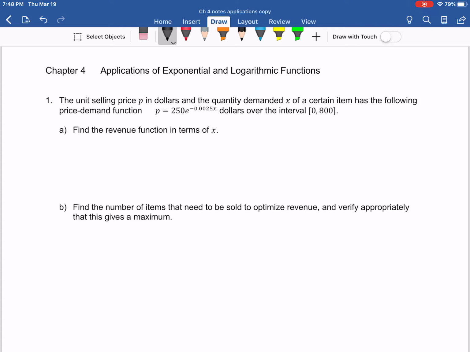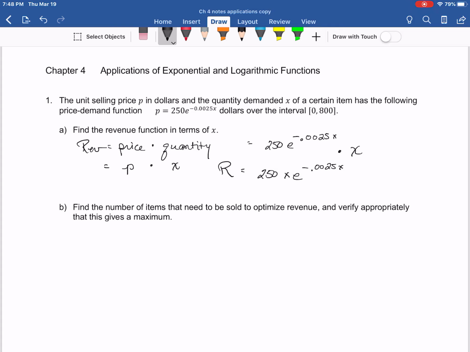The first part of this problem wants us to find the revenue function in terms of X. We remember that to find revenue, we take price times quantity. Price is the variable P, quantity is the variable X. So when we put this together, we get the price function, 250 e to the negative 0.0025x times a quantity x. Or you can write this as 250x times e to the negative 0.0025x. This is my revenue function. And it's in terms of X.